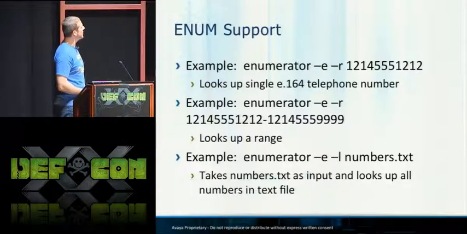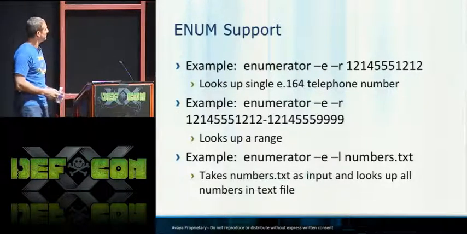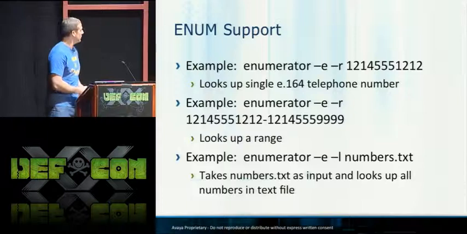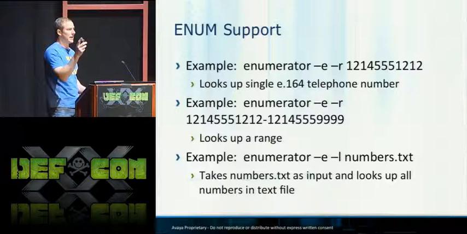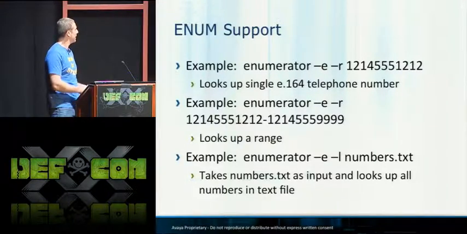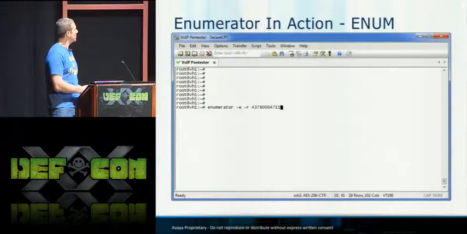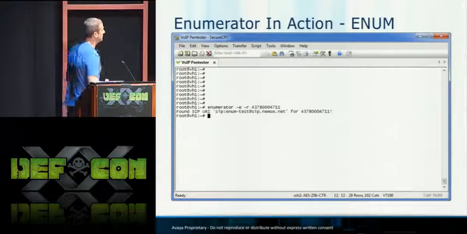So here's what the ENUM support looks like. With -e and -r, you can look up a range of numbers. We didn't get to the point where we were going to scan all the North American numbers or all the numbers in the UK. So here's a single number. This is what the ENUM looks like.